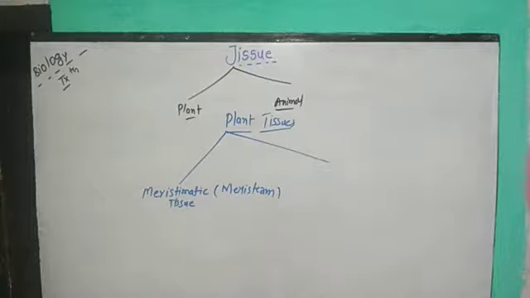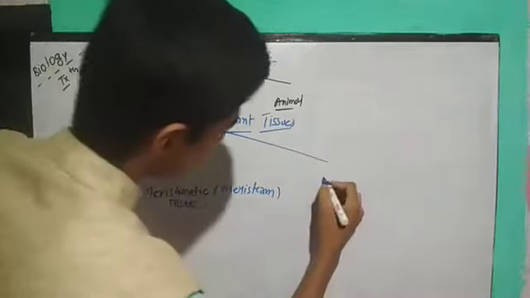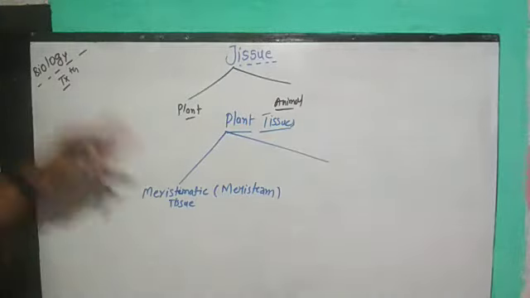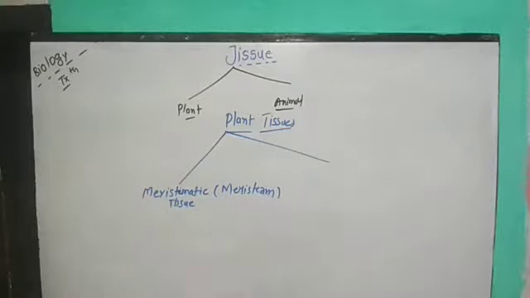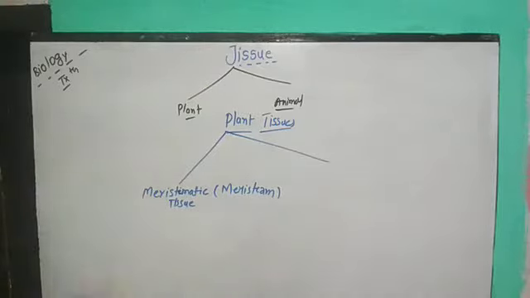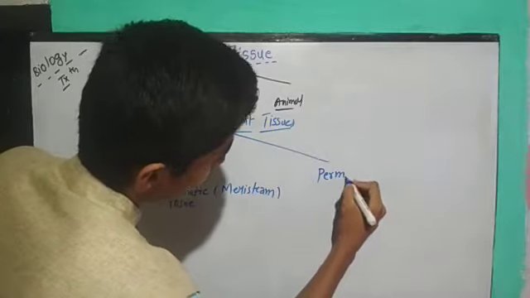Let me tell you about it. Is it coming all right? Meristematic tissue. Then the second one is, after meristematic tissue, meristematic tissues can divide. Means that they differentiate and finally make another type of tissue, which is known as permanent tissue.